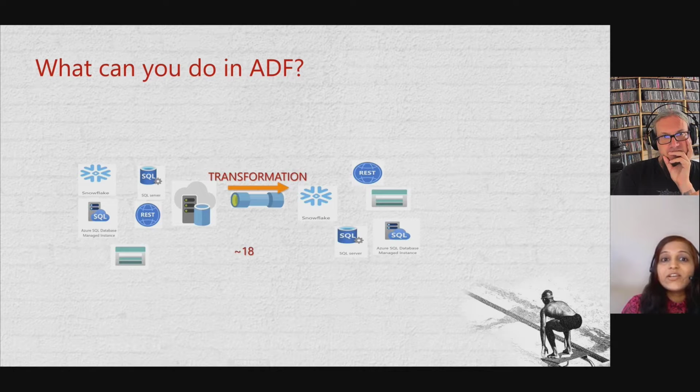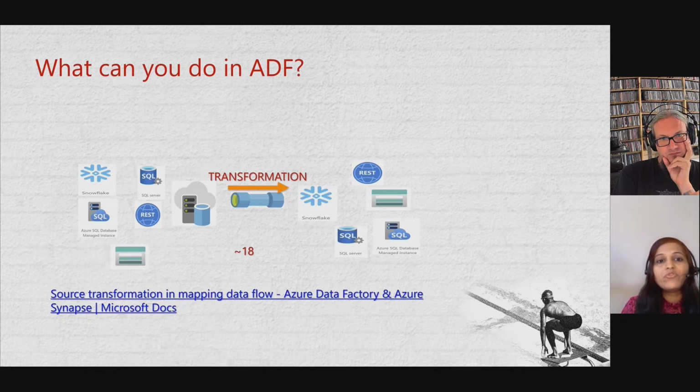So in Azure Data Factory, for mapping data flow, there are around 18 data sources available, which you can use as a source or as a sink or both of them. And again, this is the link which helps you find out which data source you can use as a source or as a sink or both of them. If your source is not available here, then you can use commonly used data sources, for example, Azure Blob Storage or Azure Data Lake Gen 2.